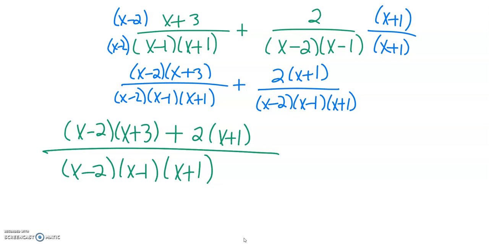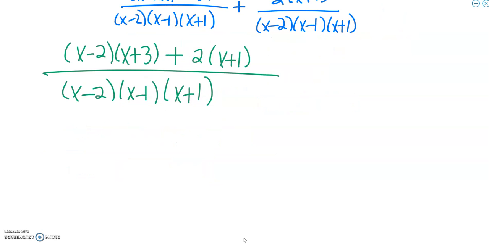Now, you might think, oh, I bet we're done, but we're not quite, because that top is not all multiplied together, right? It's not actually factored. It's like two separate terms. So we have to simplify it some more. So we're going to go ahead and multiply some things together. We're going to start by multiplying that out.